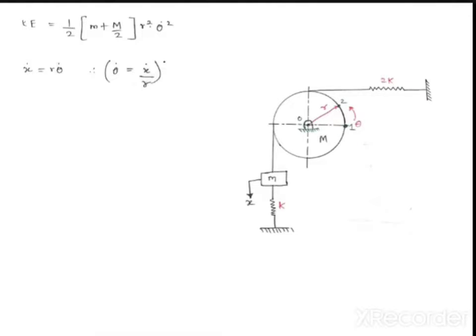Okay. So what is the formula? x dot is equal to r theta dot. So theta dot is equal to x dot upon r. So convert this: 1 of 2m plus 2m capital M by 2. So cross multiply 2m plus capital M by 2, r square as it is.